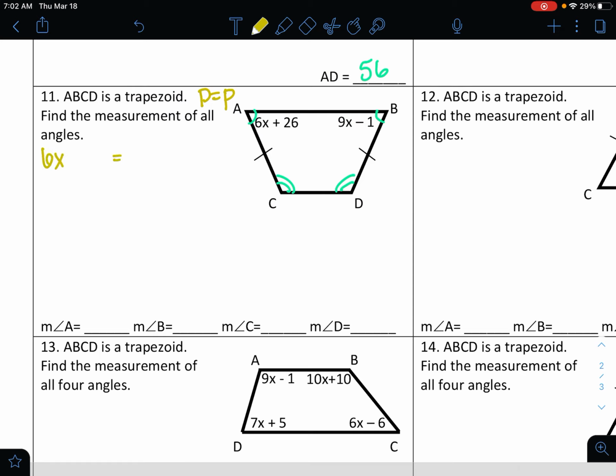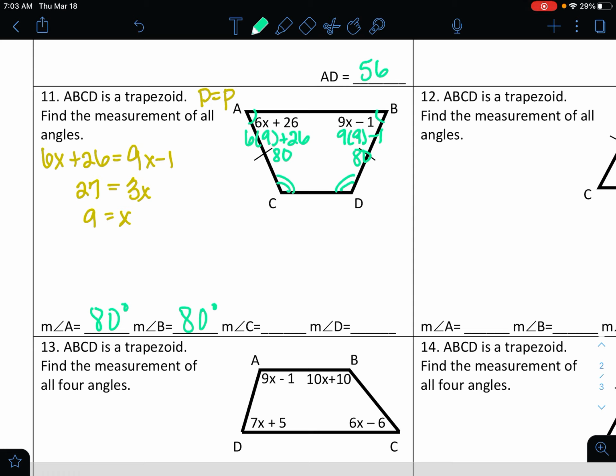We got 6x plus 26 equals 9x minus 1. Okay, go ahead and type that in and solve. See what you get. I'm going to solve it real quick here. Okay, so I get 9 for x. And I'm just going to plug it back in. So that's going to be 6 times 9 plus 26. So we get 80. And then we're going to have 9 times 9 minus 1, which is also 80. All right, so both of those angles are 80. So A is 80 degrees. B is 80 degrees. All right, cool.